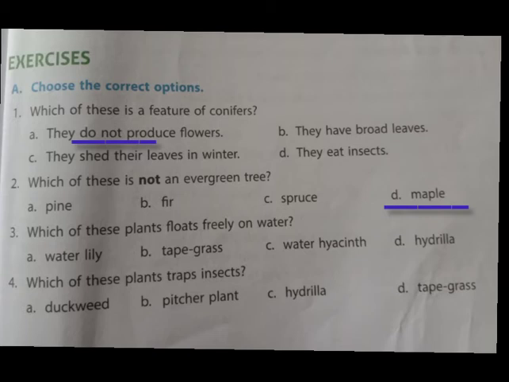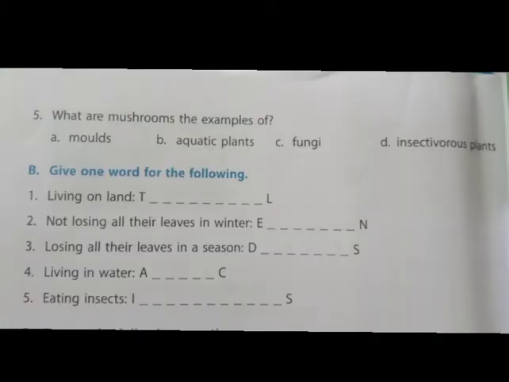Third one, which of these plants floats freely on water? What is the answer? Yes, water hyacinth. Fourth question, which of these plants trap insects? Answer is pitcher plant. We studied 2 examples. Pitcher plant and Venus flytrap. So here the answer is pitcher plant. Then fifth question, what are mushrooms the examples of? Mushrooms are the examples of fungi.